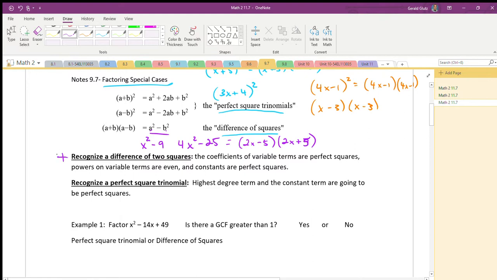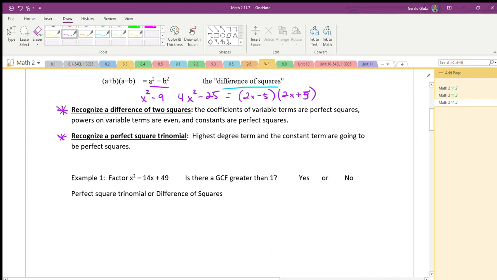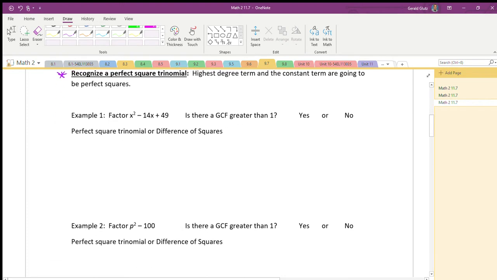These are important things because if you recognize difference of squares and perfect squares, factoring them is pretty easy. If you don't recognize them, especially the difference of squares, it's going to be really difficult for you to do the problems and you're going to miss out on a lot of points when you do assignments or tests. So make sure that you are able to recognize these two things.